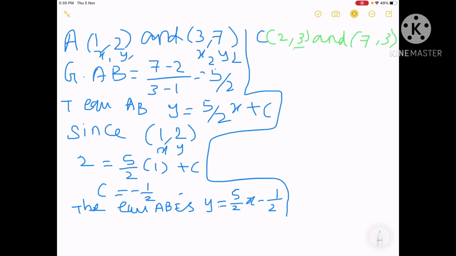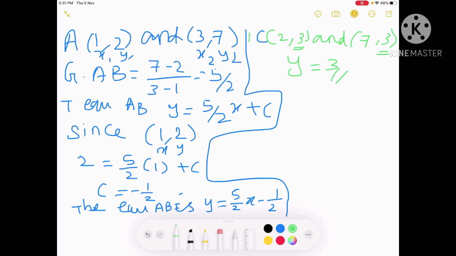The y coordinates are the same, so you can use the horizontal line, with equation y equals 3. So that is the answer: the horizontal line CD has equation y equals 3. That is the B question.